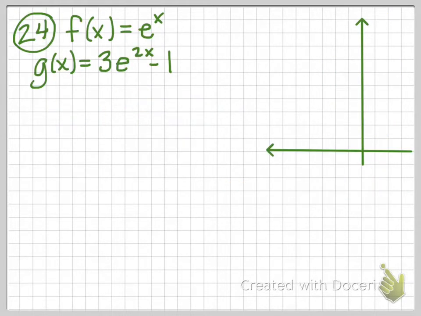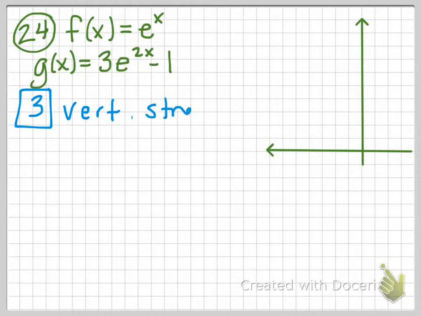On 24, we've got a little bit more going on here. We've got a 3, which is our standard A. And remember, since it's positive, that will just be a vertical stretch. Let's see if I can write that a little nicer. Vertical stretch by 3.